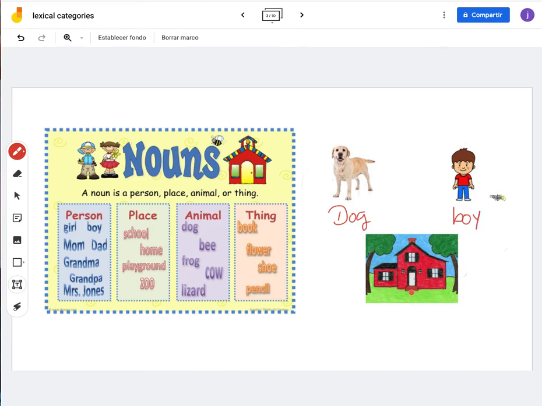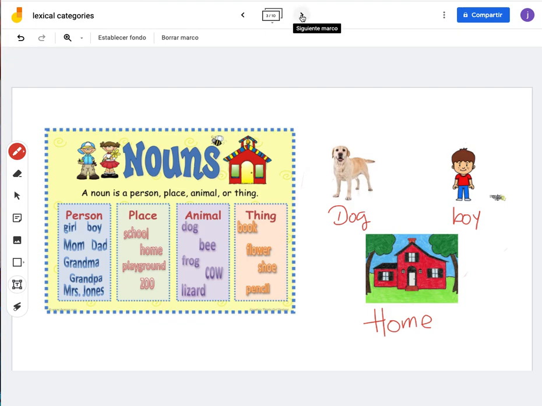The last picture is this. And the question is, what is this? Yes, it's a place. So, how do we name this place? Yes, we name it home. I'm going to write home. So, as we could see, nouns are the way we name things, persons, and places.